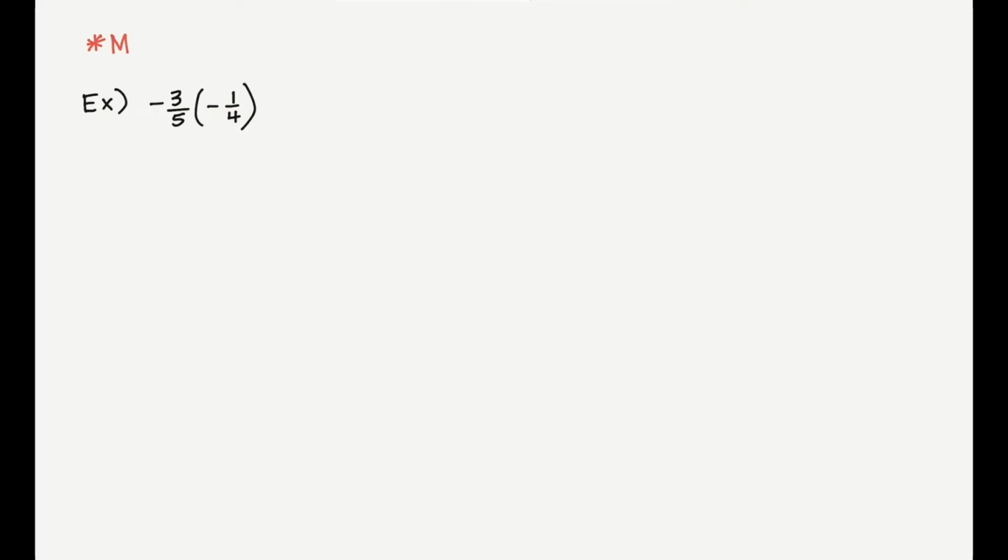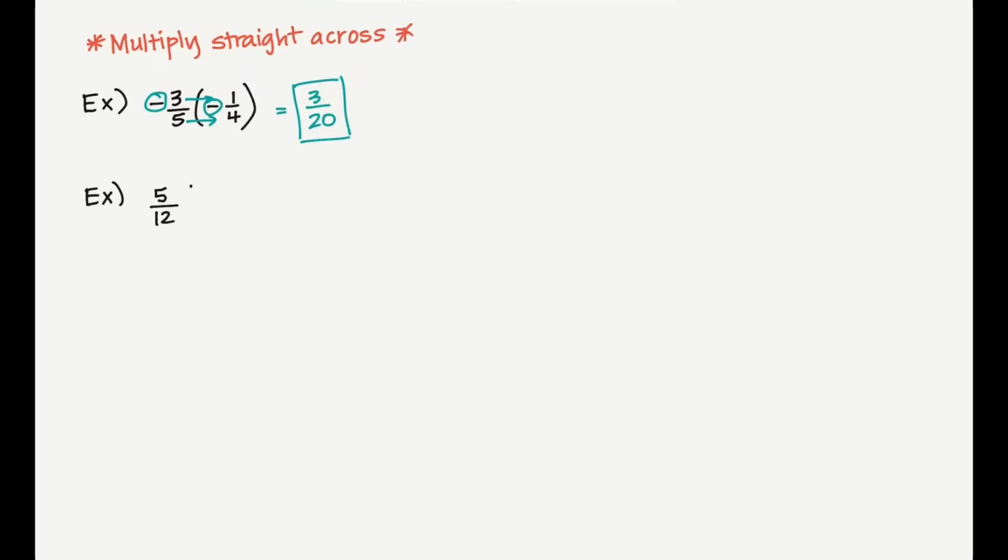Now, to multiply two fractions, it's pretty easy. You can just multiply straight across. Okay, so for instance, I have 3 times 1 on top, which is 3. And on the bottom, 5 times 4 is 20. And because it's a negative times a negative, my final answer is going to be positive because they're the same sign. Pretty basic. So let's do a couple more.